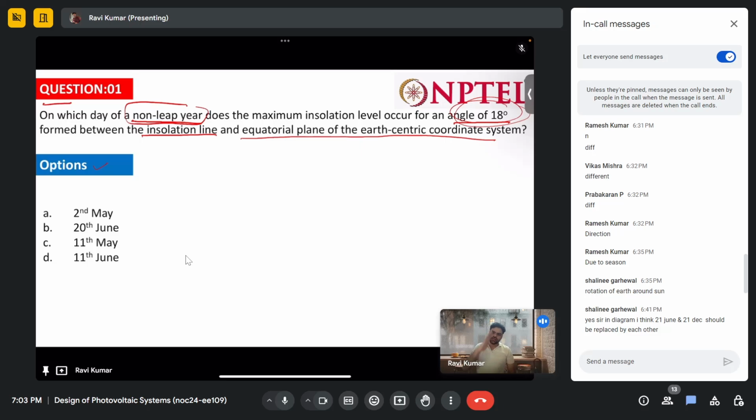Between the insolation and the equatorial plane of the earth, which angle may it be? Are you solving it? Yes or no?